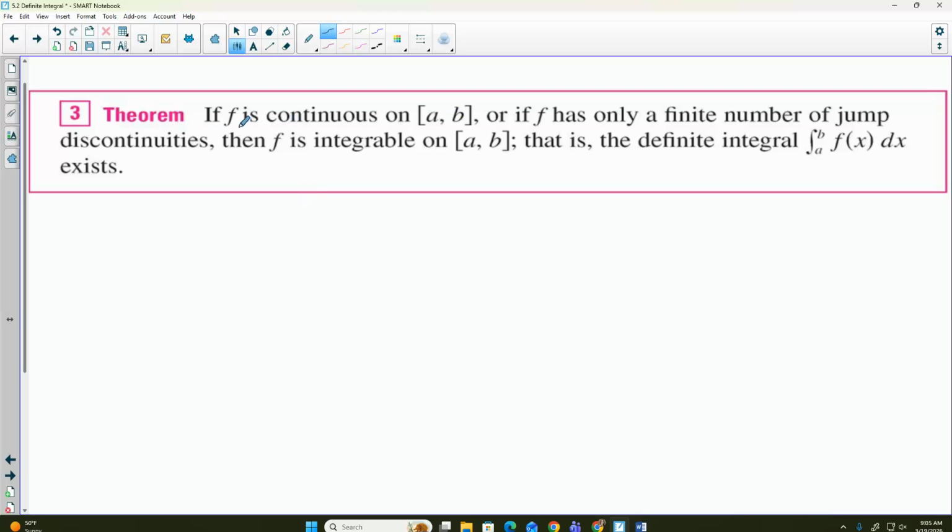So we are going to be able to integrate any continuous function. Just like with derivatives, it had to be a continuous function, same thing for integrals. We have to have continuous functions or a set number of breaks in the graph so we can break it up and do areas of pieces.